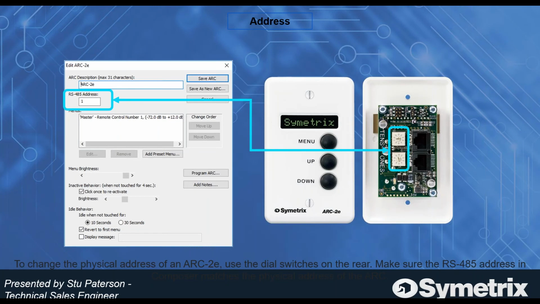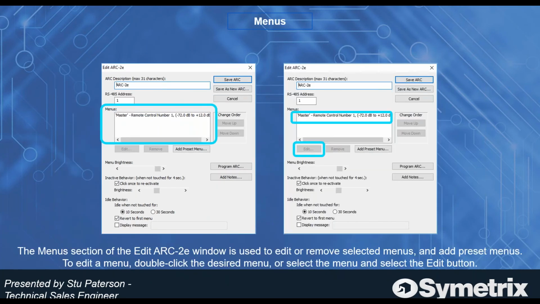Now, on the back of these units, you have 2 dials. By default, they come from the factory with the 10s in the 0 place, and the 1s in the 1 place. And you are required to make sure that each device that you have on the network matches those addresses as set on the left. Okay, then we move on to the menus.